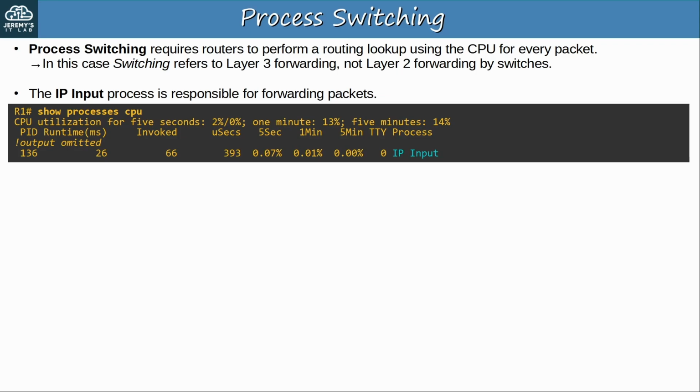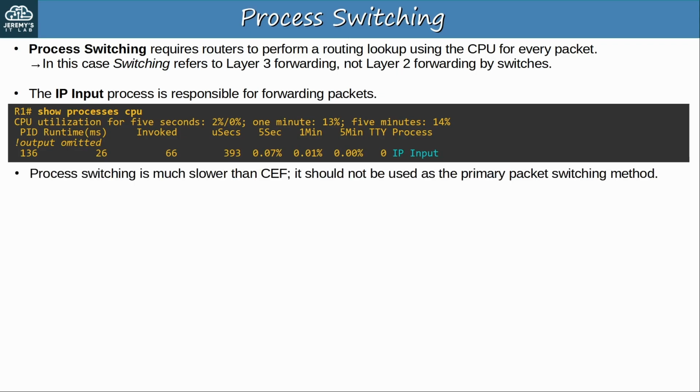There are a lot of processes running, so you'll have to search a bit through the output or filter the output to find it. Process switching is much slower than CEF, so it should never be used as the primary packet switching method. Keep in mind that it is still used as a fallback method for packets that CEF can't handle, as I'll explain more when we cover CEF.